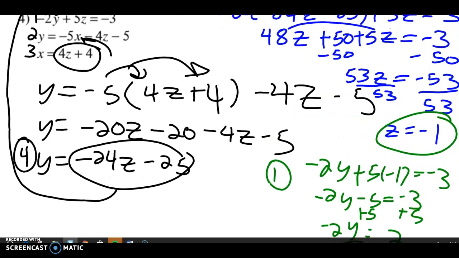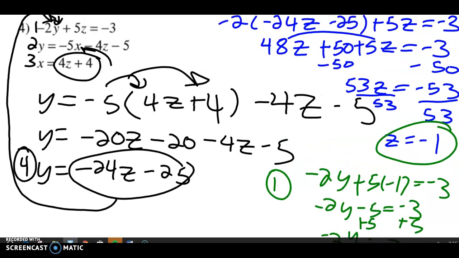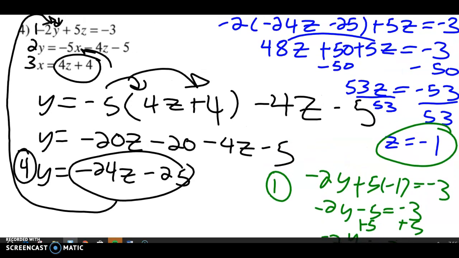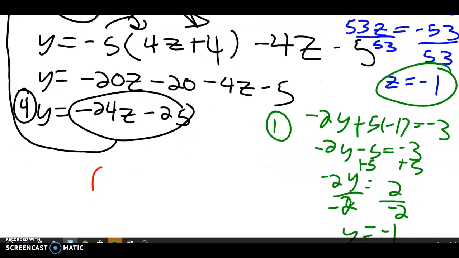Come back up here. I can take that equation 3. x is equal to 4 times negative 1 plus 4. So x is 0. So now I know x is 0, y is negative 1, and z is negative 1.